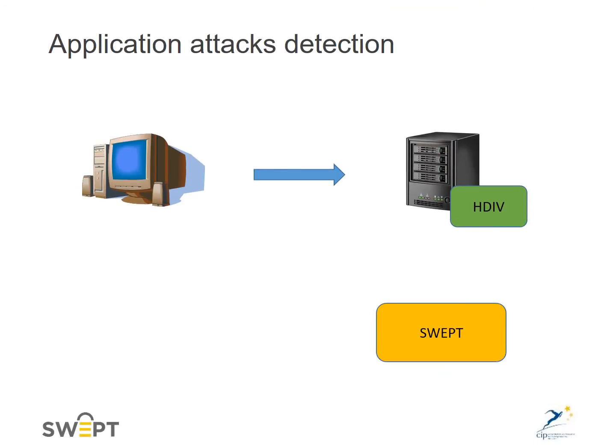In terms of the detection of the application attacks, it's simply a case that the attacker that you see here, represented by the computer on the left, is essentially trying to attack the website. This has to go through HDIV, which works on the application level, and essentially this hacker performs the attack, which is then blocked by HDIV. And then HDIV itself is able to then report directly to Swept, so that the Swept detection service is aware of any attacks which are blocked.